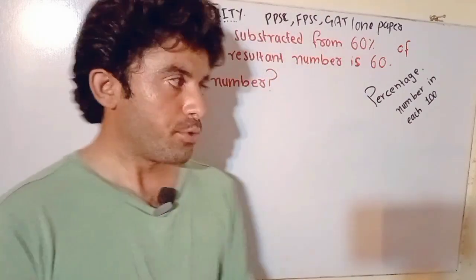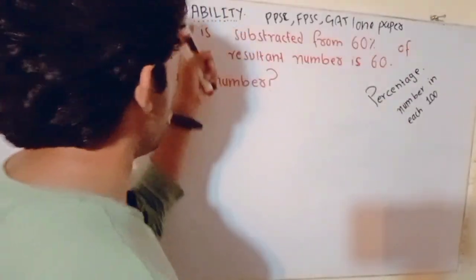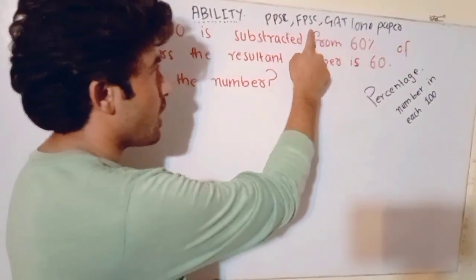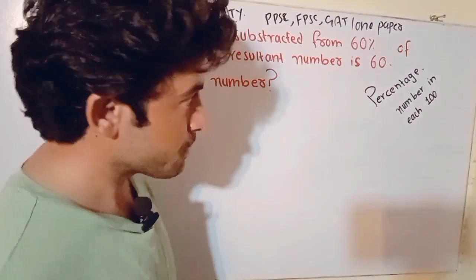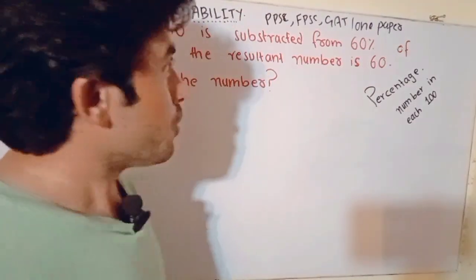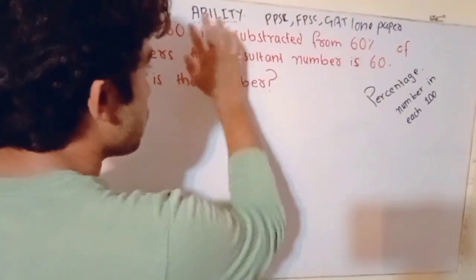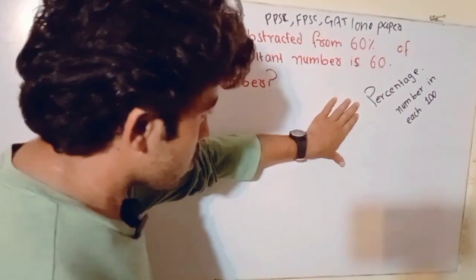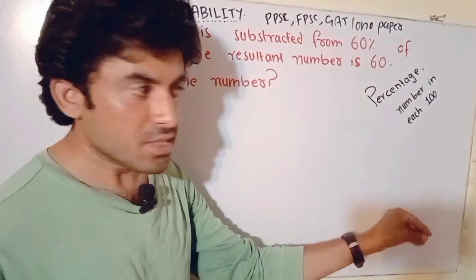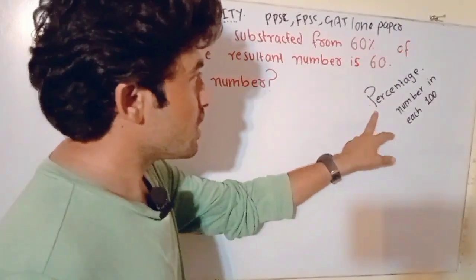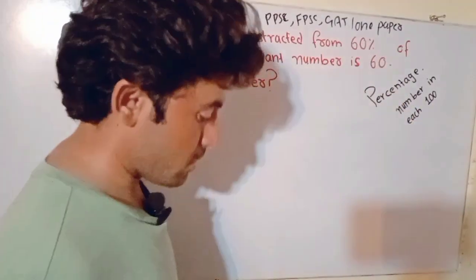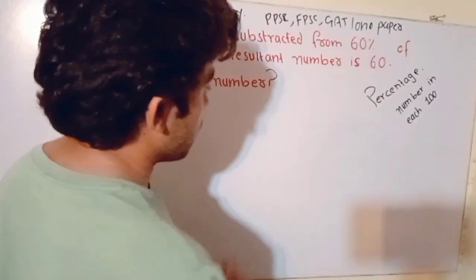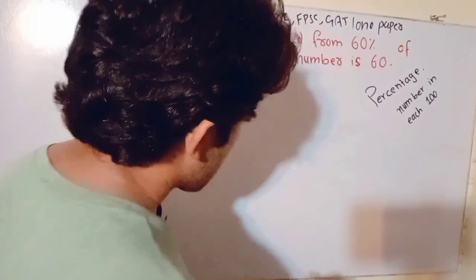Percentage is an important part of the ability portion, and ability is a fundamental portion of PPSC, FPSC, GAT and one paper. It is not only important for these exams, it's also important to understand general math. Dear species fellows, first we will try to understand the concept of percentage. Percentage is a number in each 100. I will try to make it understandable by giving an example.